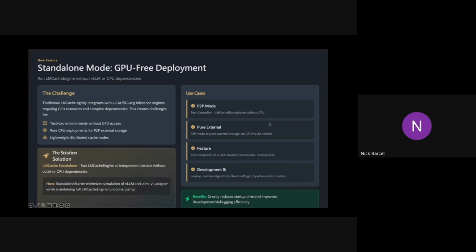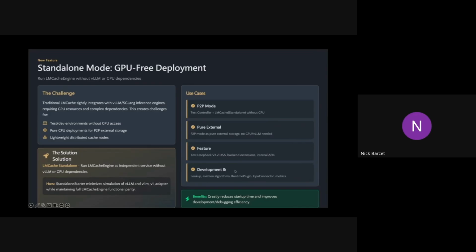Our solution is MCache standalone. It allows you to run MCacheEngine as an independent service without VLLM or GPU dependencies. The implementation approach is to use a standalone starter, a minimal simulation of VLLM, and a VLLM v1 adapter, while maintaining full functional parity at the MCacheEngine level. The benefits are that it greatly reduces MCache startup time and significantly improves development and debugging efficiency.